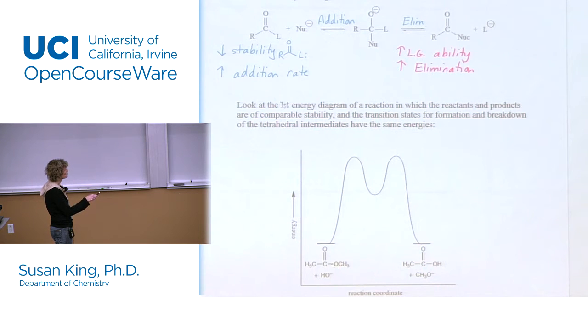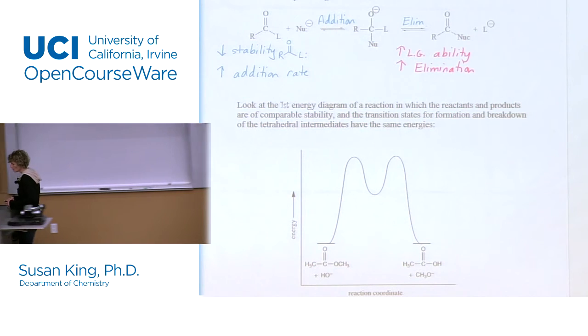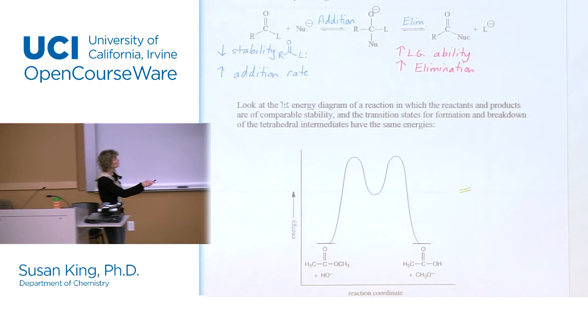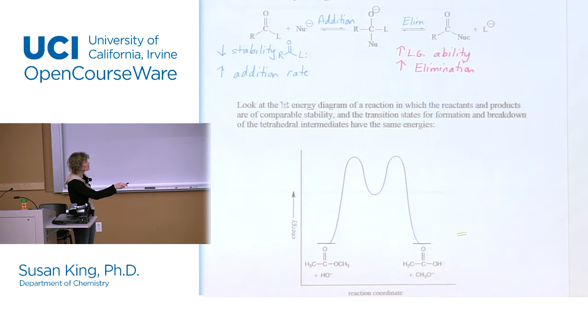And we looked at leaving group ability, and using our pKa's rounded to the nearest 5, these are not exactly the same, but they're about the same, about pKa 15. So energy level, these guys are about the same, so that's why I have them here, right there, and there. That should be at the same energy level, and that's what it's going to look like.